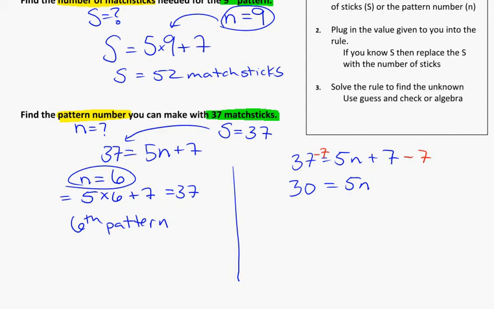And now I need to think, how do I get the n by itself even more? Here it's stuck together with the 5 with a times sign, 5 times n. So the opposite of times would be to divide. So I can think about writing that as a fraction, dividing by 5. 5 divided by 5, those will cancel. You'll be left with just the n. And 30 divided by 5 is 6. So n is equal to 6, again the 6th pattern would be what we can build with 37 matchsticks.